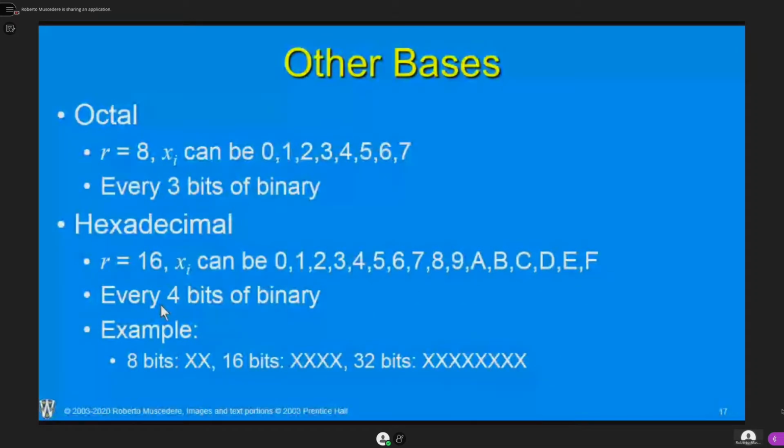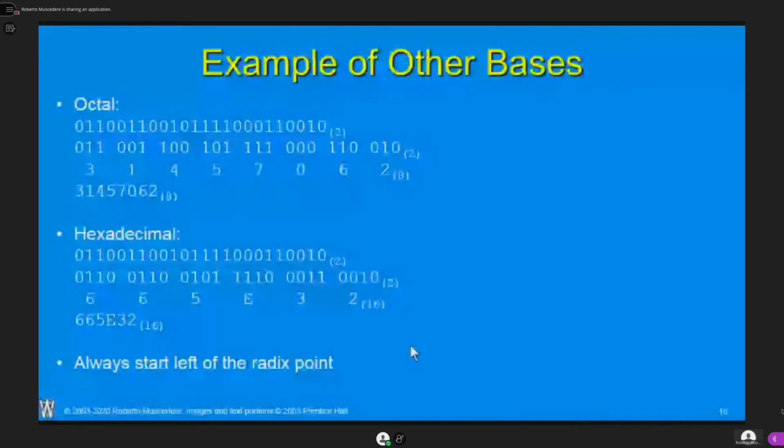So with this, rather than writing, for example, 8 binary 1s and 0s, I only need 2 hexadecimal digits. Or rather than writing 16 1s and 0s, I only need 4 hexadecimal digits. Or rather than writing 32 1s and 0s, I only need 8 hexadecimal digits. So it's easier for us as humans to process that information. So again, here's an example of just switching between bases.